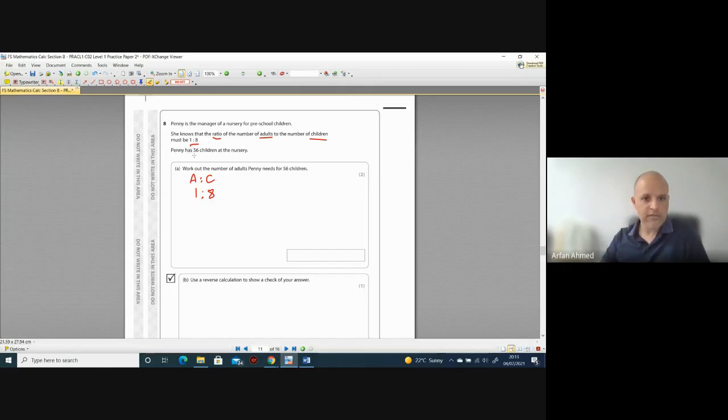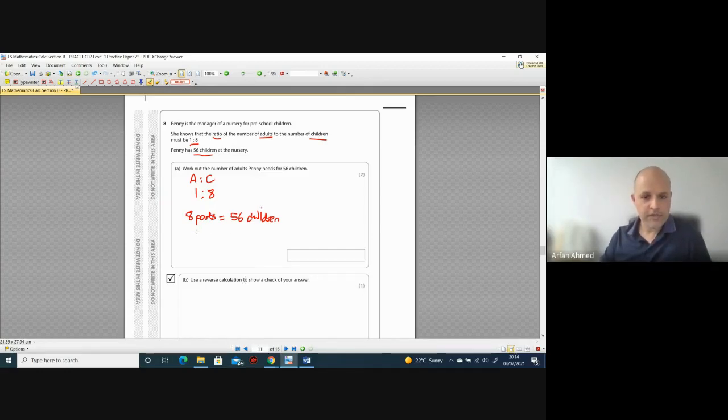In the question, they've said 56 children at the nursery. They've not told you the whole amount. They've not told you the total number of people at the nursery. They've just told you how many children are there, which is 56 children. So we know that there's 56 children. How many parts is that? Well, that's 8 parts. So 8 parts is the same as 56 children. They must be the same thing.